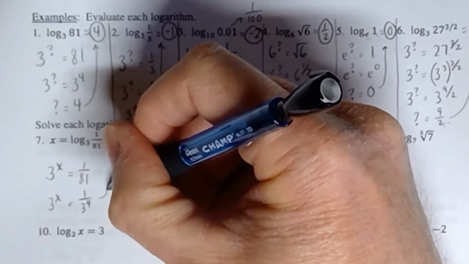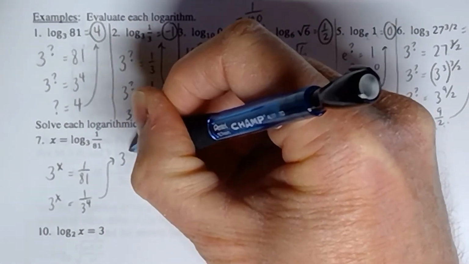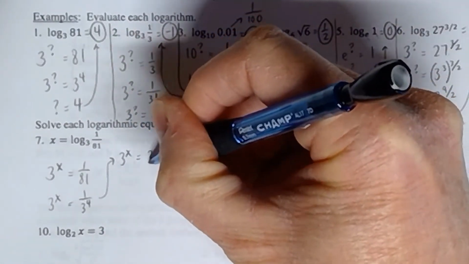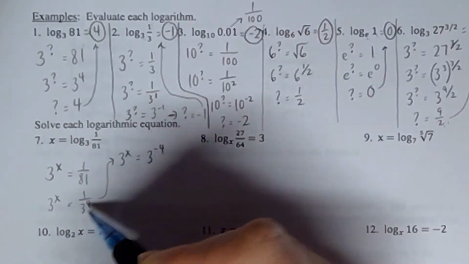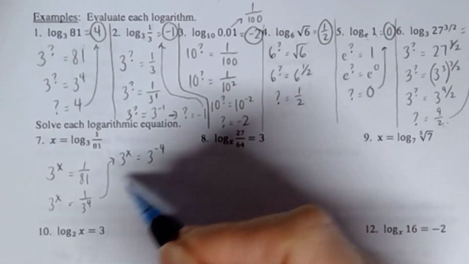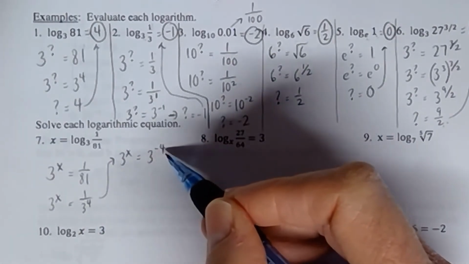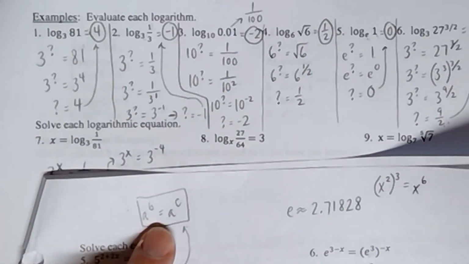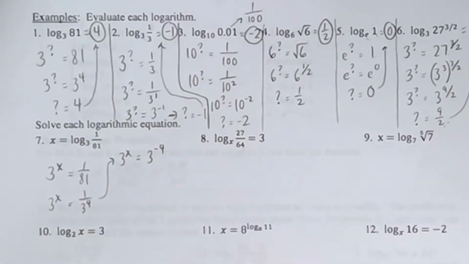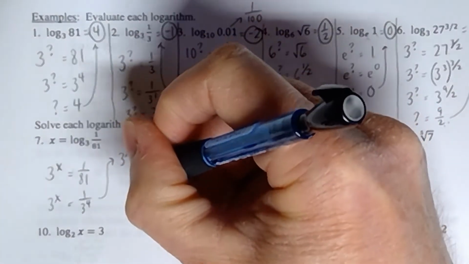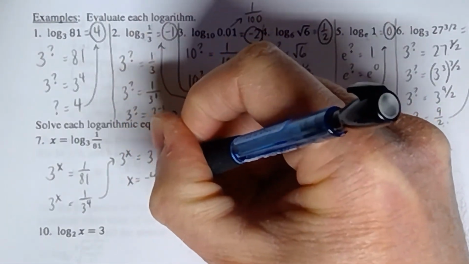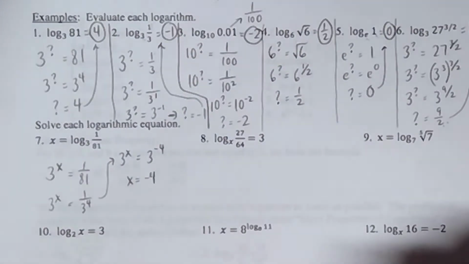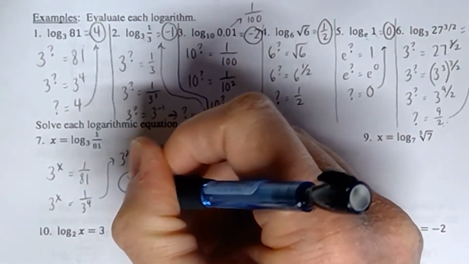And then I know that 1 over 3 to the 4th is the same thing as 3 to the negative 4. And so I converted the fraction to 3 to the negative 4. Now that it looks like that same base on both sides again, I cancel out the 3's and I get x equal to negative 4.